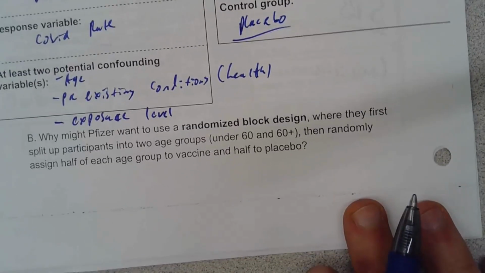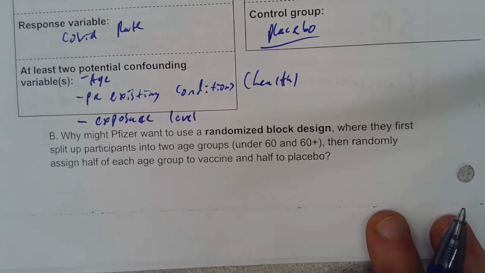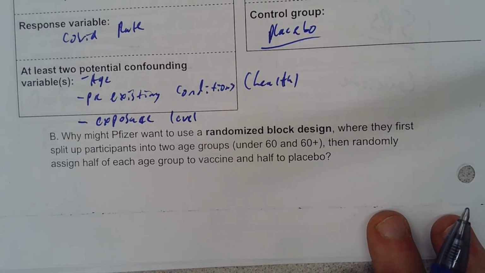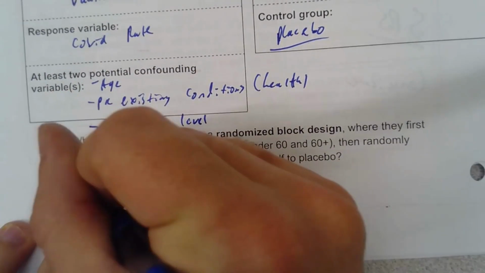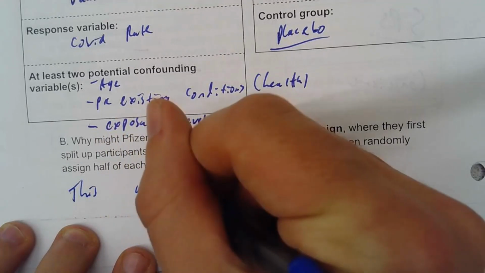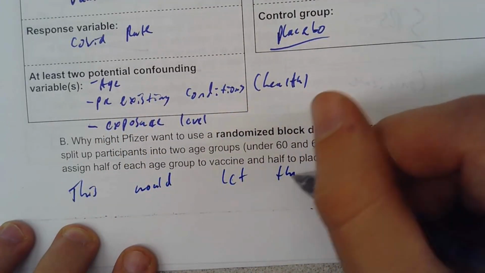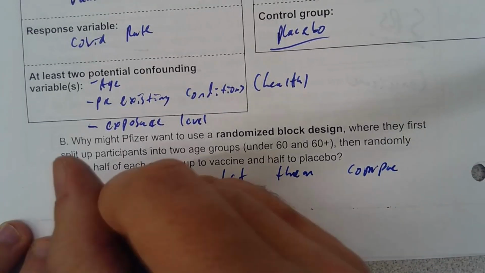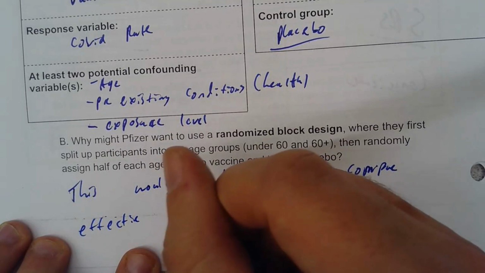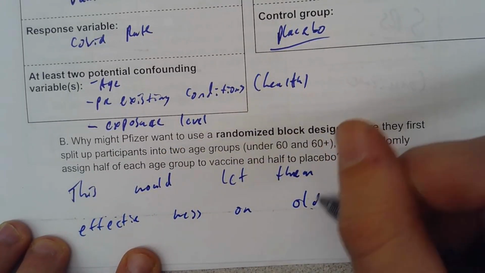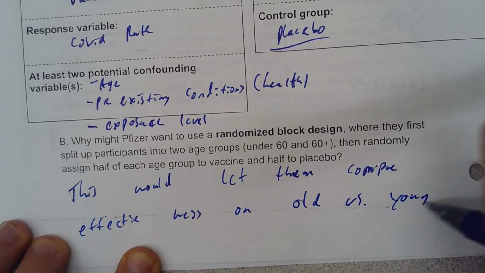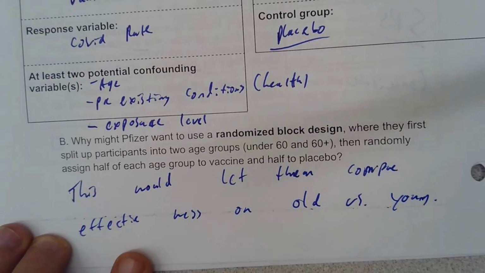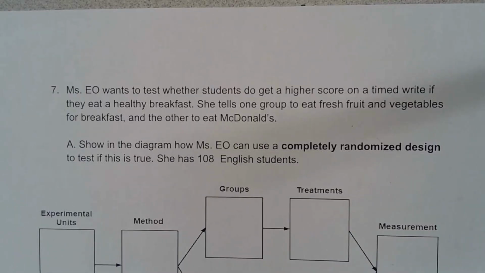Why might Pfizer want to use randomized block design where they first split up participants into two age groups, 60 plus and under 60, and randomly assign? So this would let them compare effectiveness on old versus young. So that's helpful because then they could see.